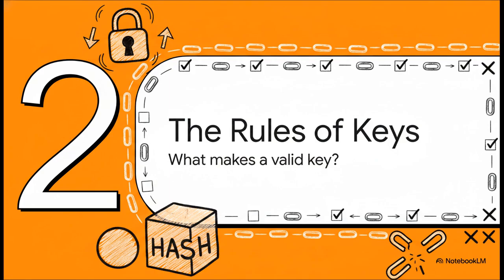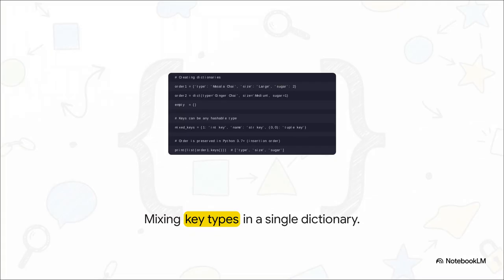Section 2. The rules of keys. These rules are surprisingly flexible. We can actually mix key types in a single dictionary. You can have an integer as a key, a string as a key, and even a tuple containing 0, 0 as a key. Oh, and here's a really fantastic detail to note. As of Python 3.7, dictionaries actually preserve the exact order in which you insert items into them.